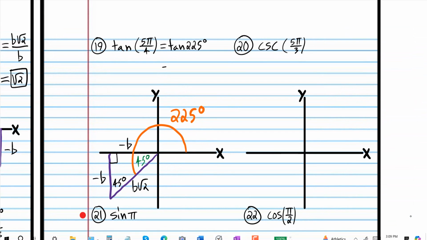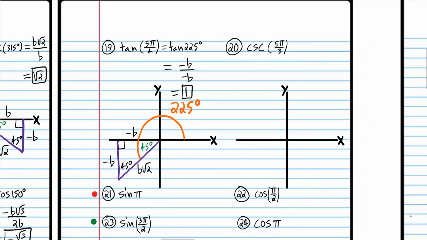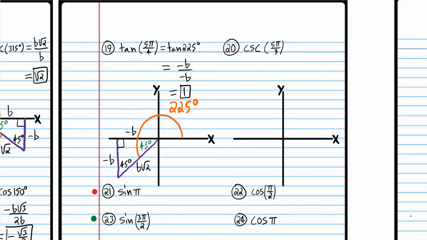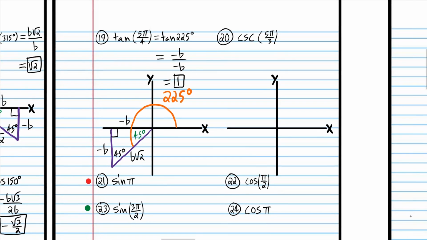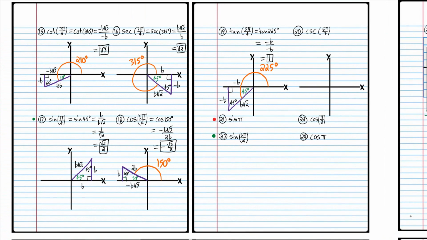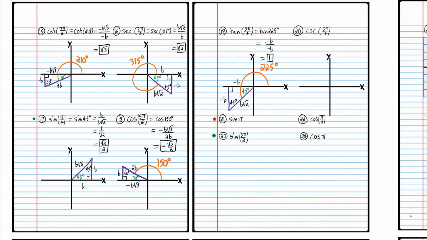So we're ready to go. Tangent 225 is the side length opposite the green reference angle divided by the side length adjacent the green reference angle. So we have 1. So tangent 225 degrees is 1. So if you got that right, excellent. Go ahead and try number 20. When you come back, we'll do it together.